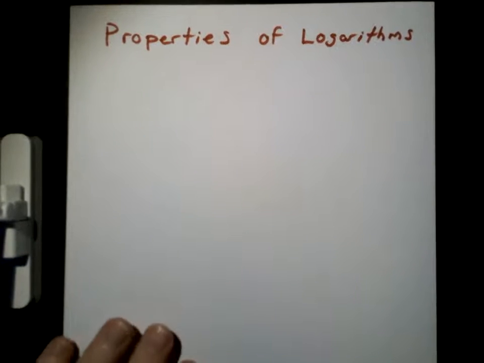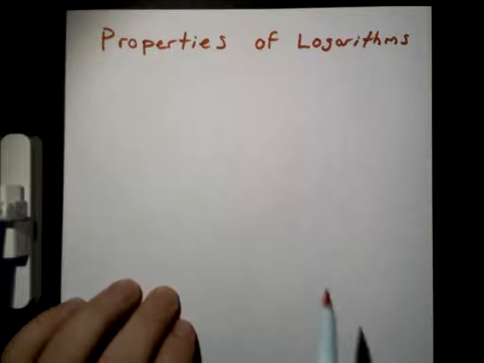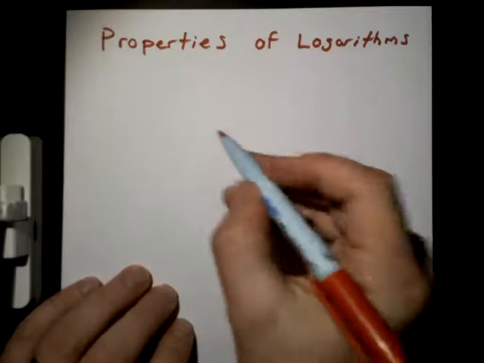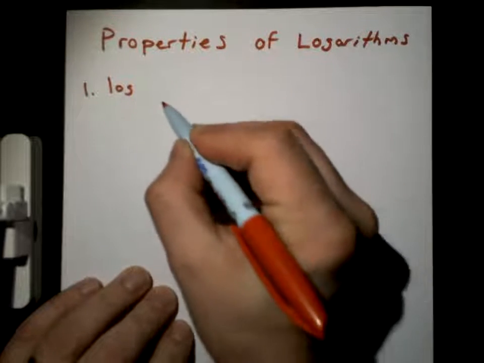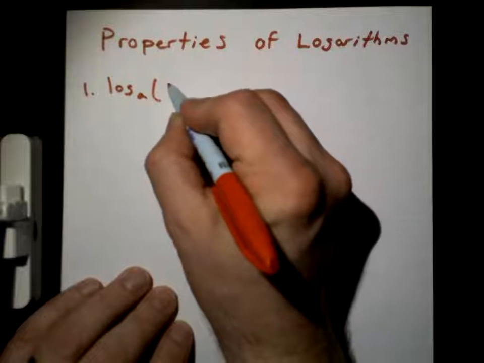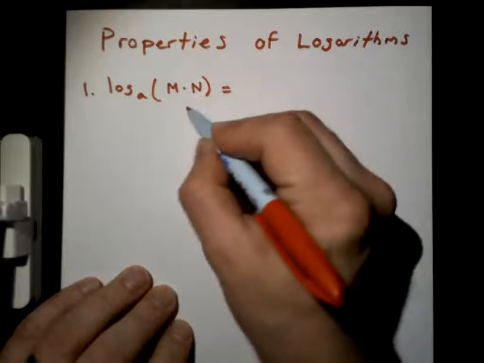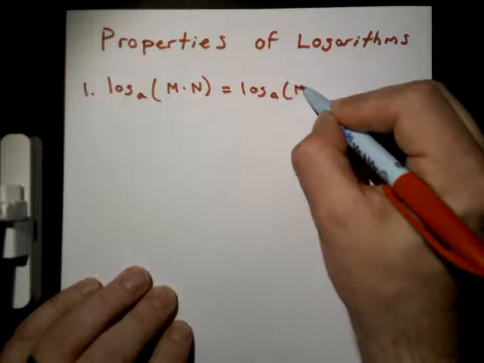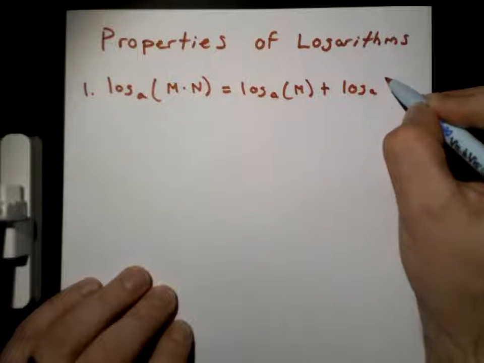All right, this video is going to be about properties of logarithms. Just to recall, there are three properties of logarithms that we need to look at. Let's say the first one is called log base a of m times n. This is going to equal log base a of m plus log base a of n.